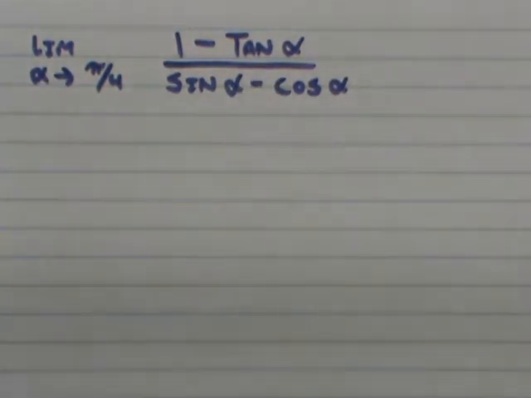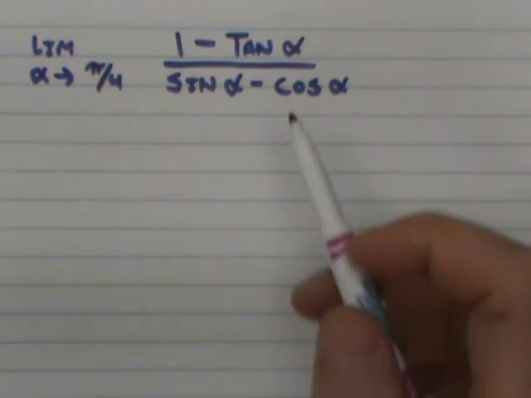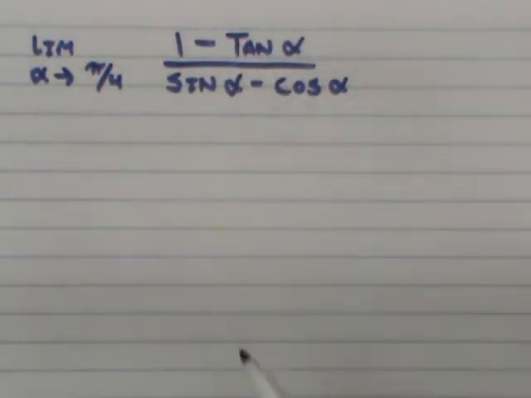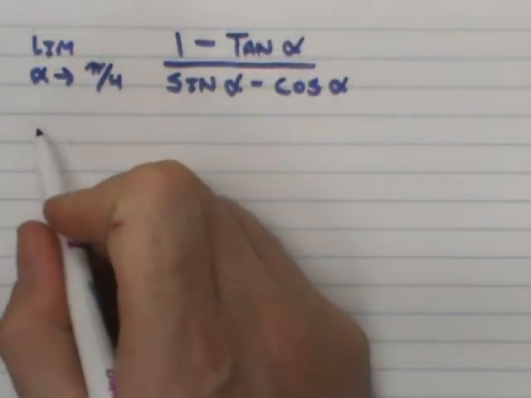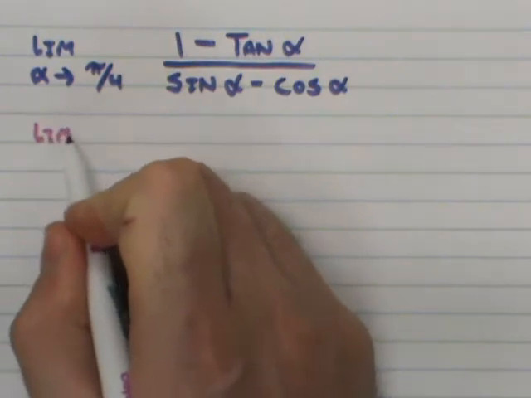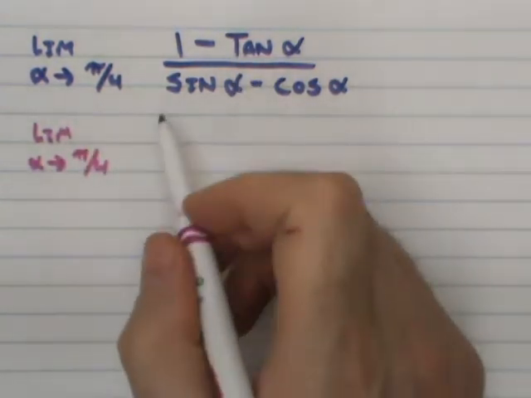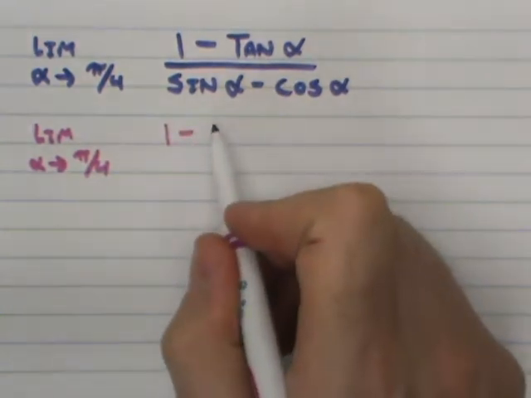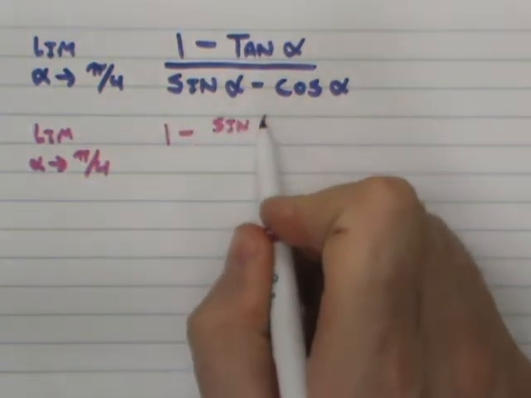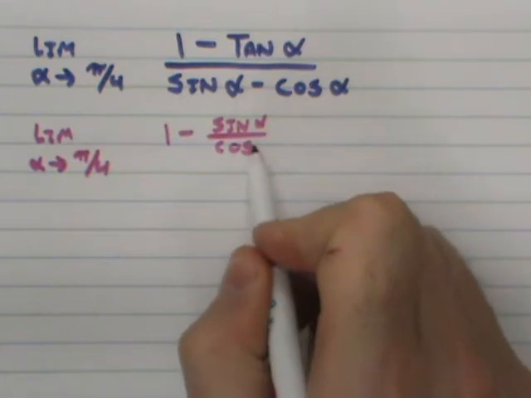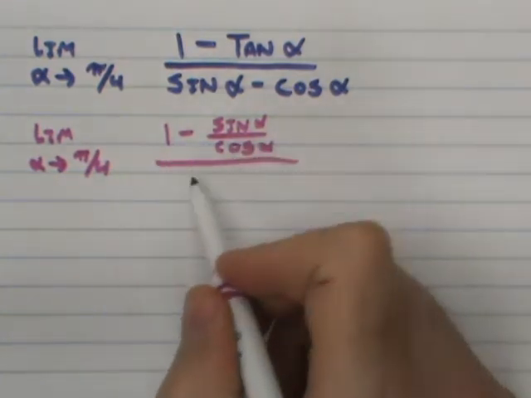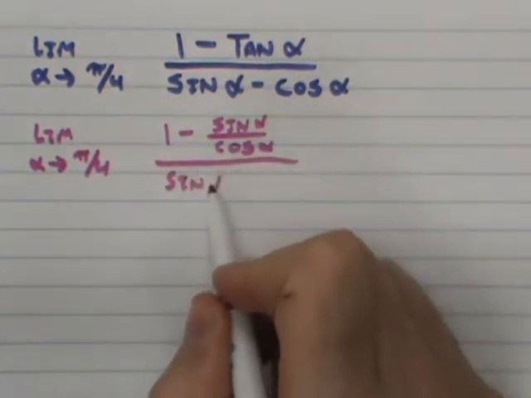And so the first thing I'm going to do is change all the trig functions into similar values. What I mean by that is this tangent could be turned into a sine over cosine. Let's see where that takes me. The limit as alpha approaches pi over 4 for 1 minus sine alpha over cosine alpha over sine alpha minus cosine alpha.